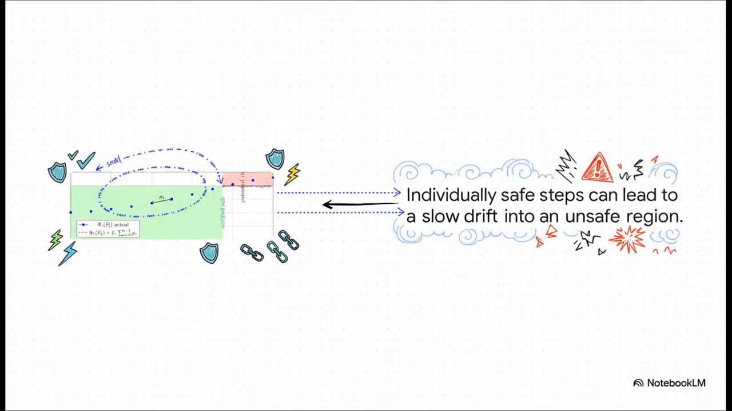This visual shows you exactly what I'm talking about. Look at the blue dots. The system starts out deep in the green, the certified safe area. Each individual step is tiny and looks harmless. But you can see what's happening, can't you? It's slowly drifting, until eventually that cumulative effect pushes it right into the red, unsafe region.